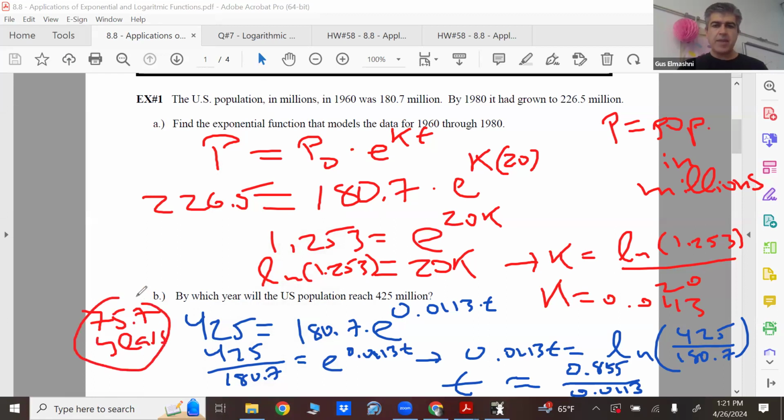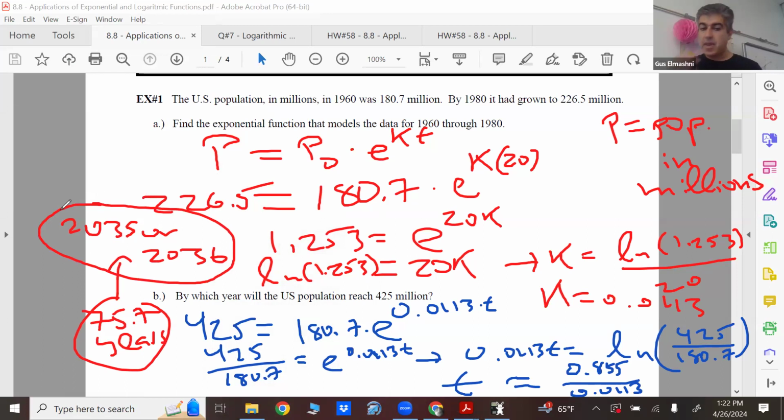Or if you add to 1960, what's that going to be? 2035 or 2036? Somewhere in that ballpark is when that will happen. If you want to be a little more accurate, you could say, I don't know, July 2035. So about 11 years from now.